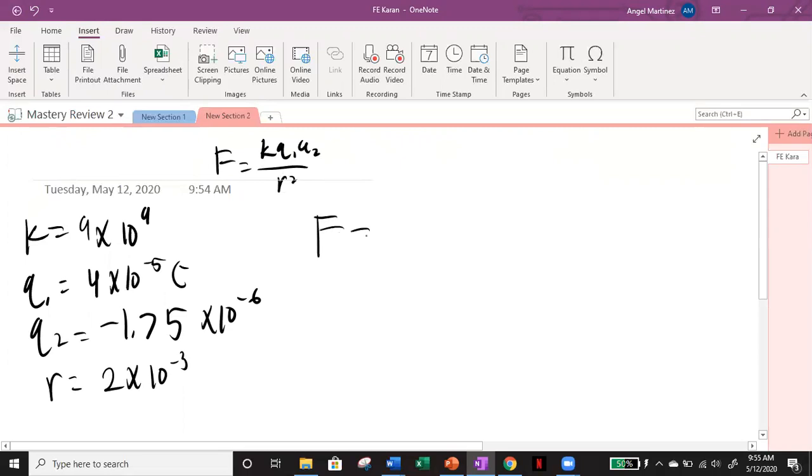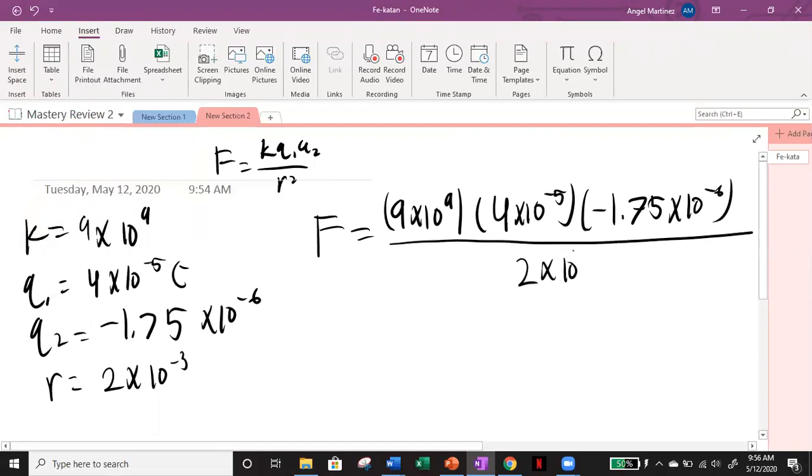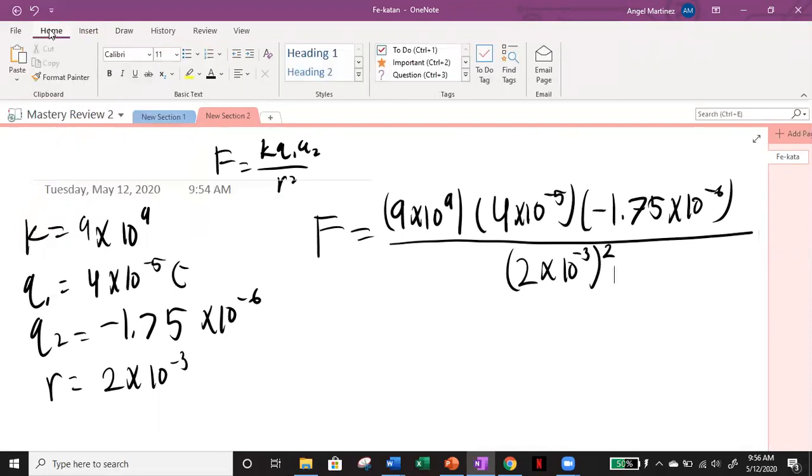So F, our force, equals 9 times 10 to the 9 times 4 times 10 to the negative 5 times negative 1.75 times 10 to the negative 6, and divided by 2 times 10 to the negative 3. Don't forget the square. I know it's a lot to write, but we have to write it down like that.